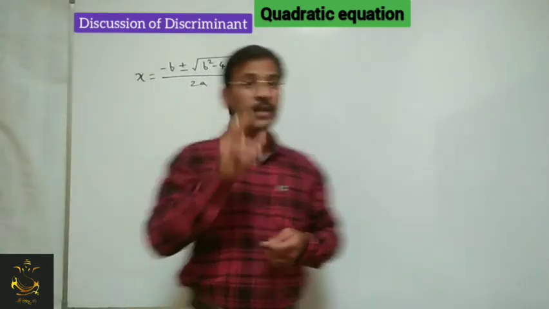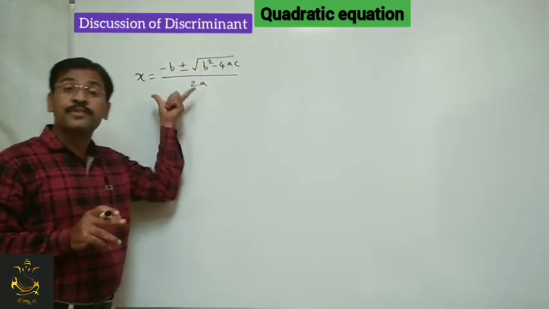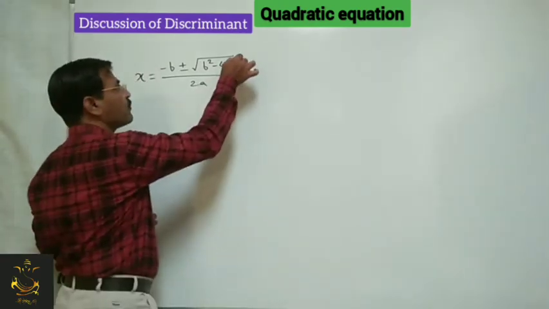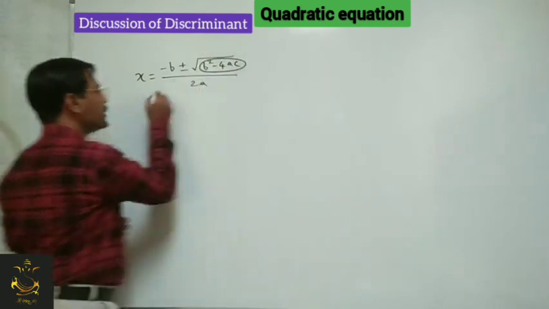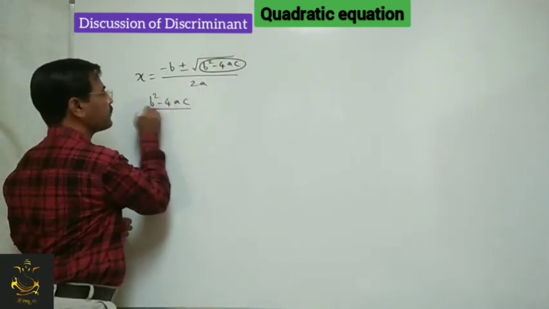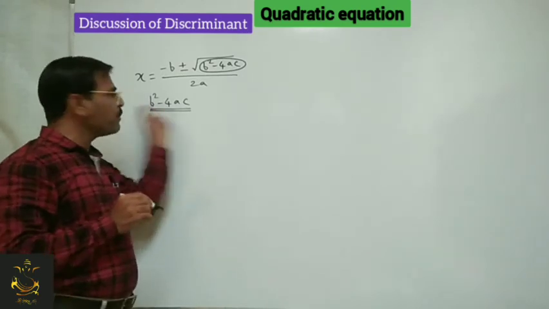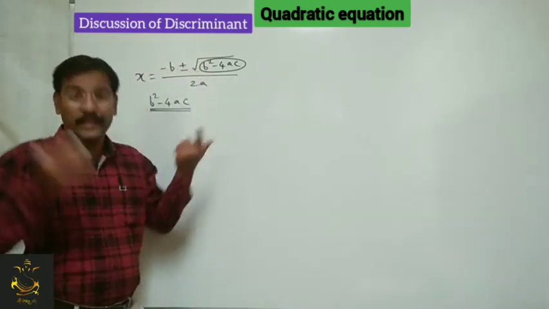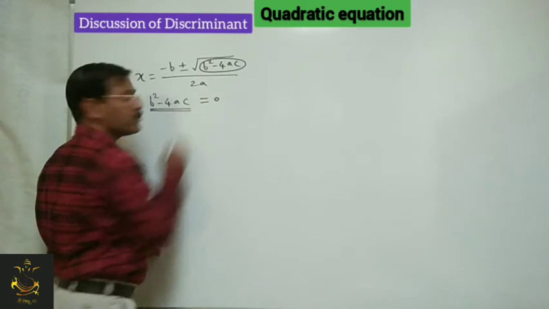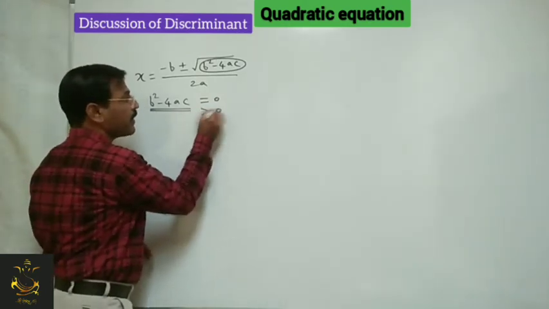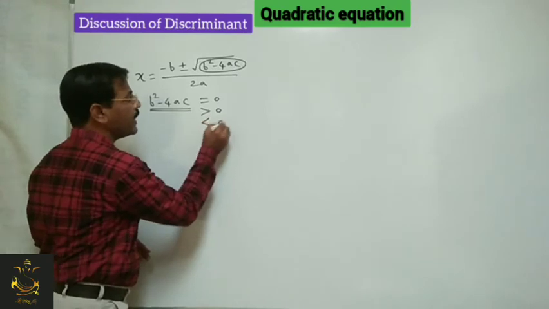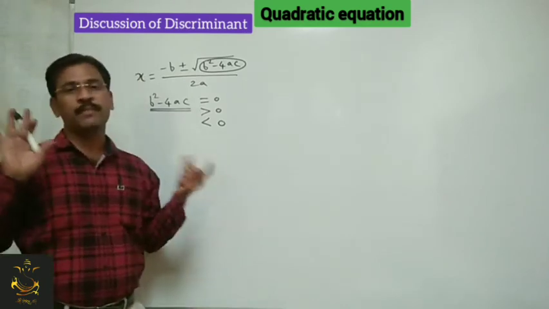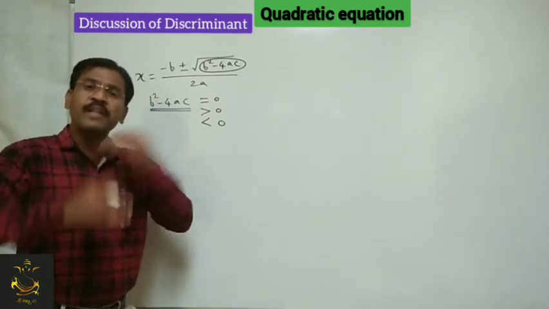See friends, this one is called Sridharacharya's formula. In that, this is a very important part: b square minus 4ac. The value of b square minus 4ac has three possibilities. It may be equal to 0, it may be greater than 0, or it may be less than 0. Out of these three possibilities, only one can occur at a time. So we'll discuss that.